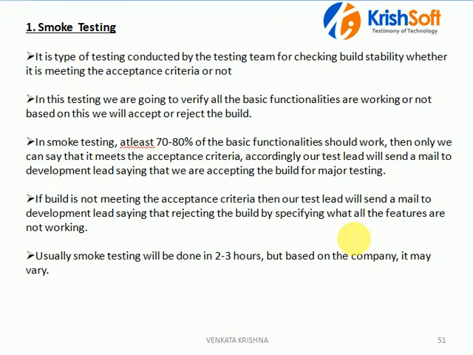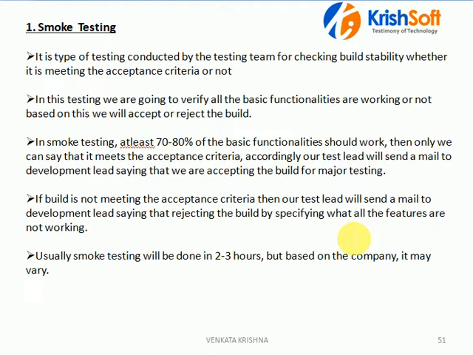First is smoke testing. This is the first type of testing we are going to perform on any application once we get the build from the development team. Here I have used a new word, build. Build is something like the developed code, or one version of developed code, which is given to the testing team. We can call it a build.